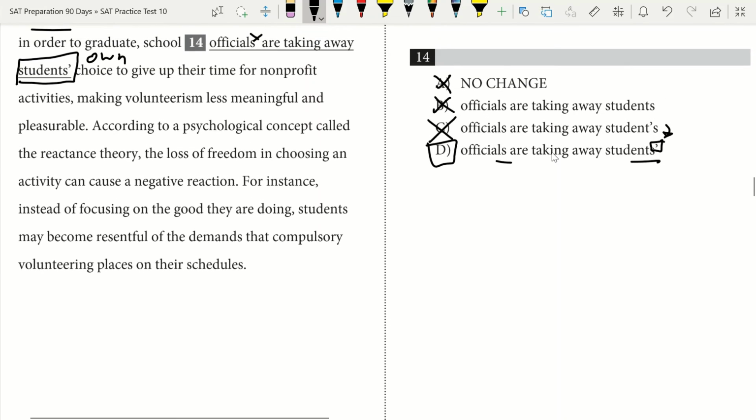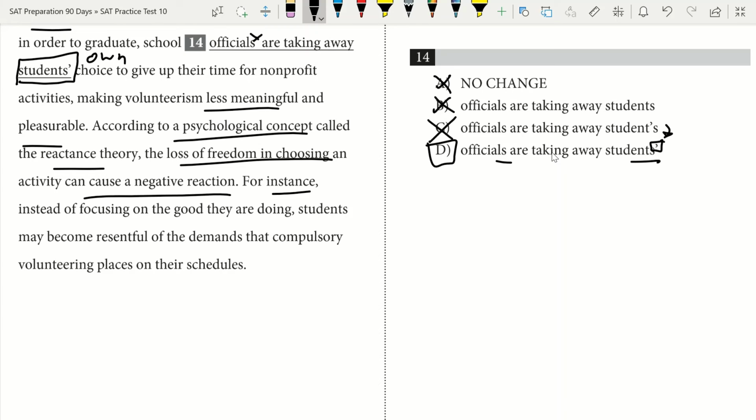We've got making volunteerism less meaningful and pleasurable. According to a psychological concept called the reactance theory, the loss of freedom in choosing an activity can cause a negative reaction. For instance, instead of focusing on the good they are doing, students become resentful of the demands that compulsory volunteering places on their schedules.